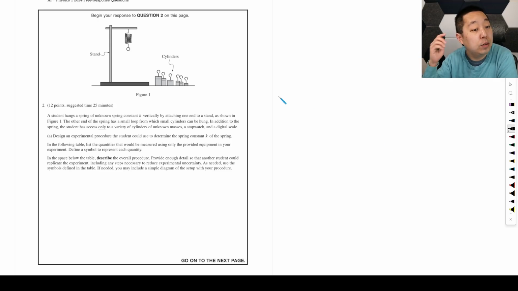All right, here's FRQ number 2 from the 2024 AP Physics 1 exam. As usual, if there are any corrections, I will put them in the description below.